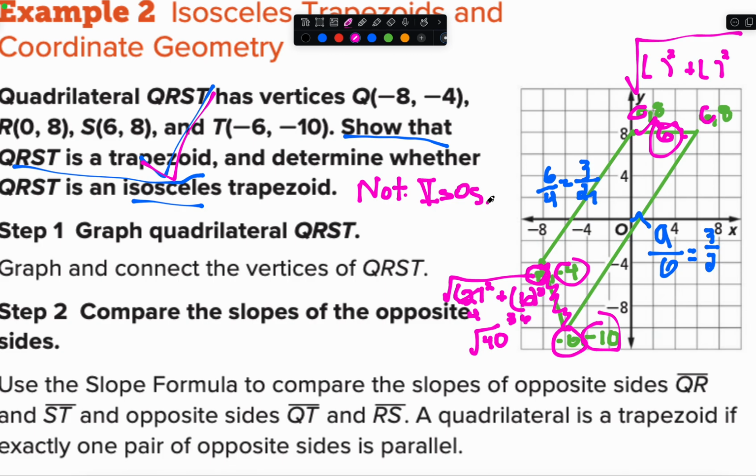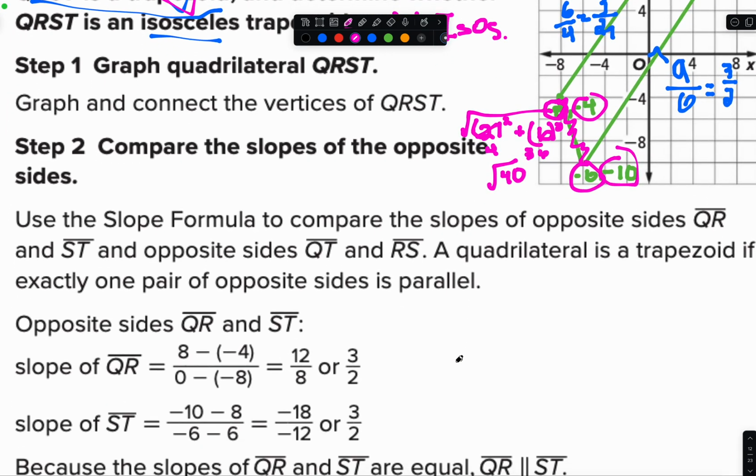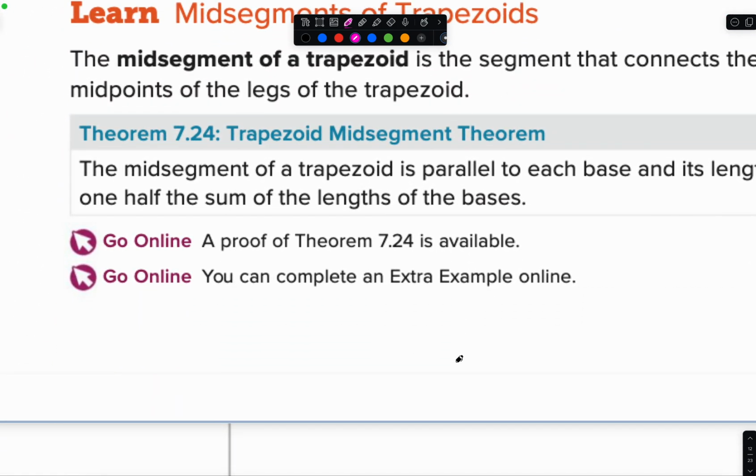Okay, there we go. So that's how we check that. Slopes for the two bases, and then the other two are just going to be distance formula. All right. Okay, let's do some other things here.